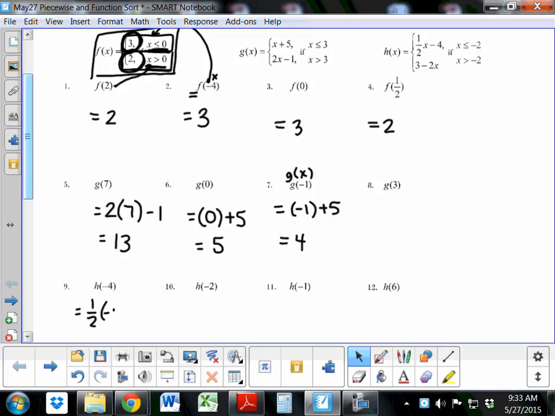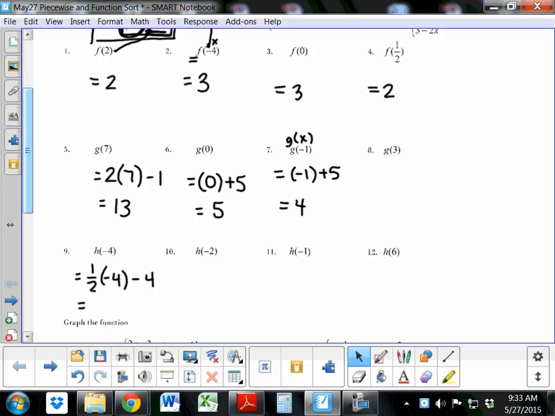You do 13. Just do 0.5. You could think about it as 0.5, sure, because that's the same as a half. So I need half of -4, and then -4. So my final answer is -6. Good.